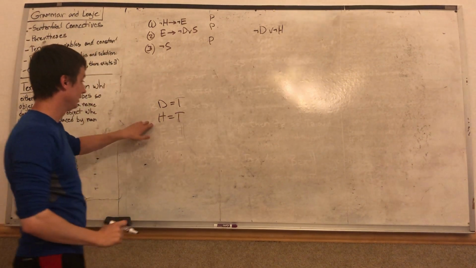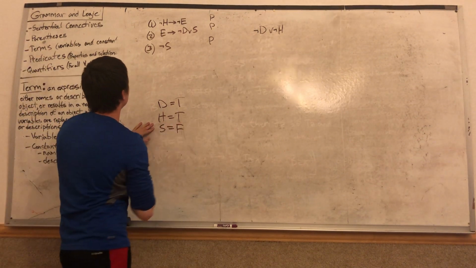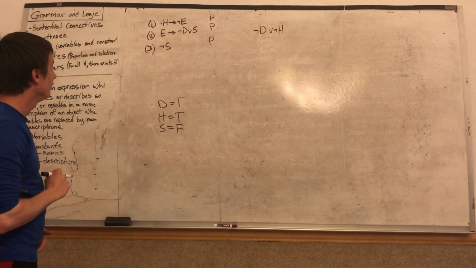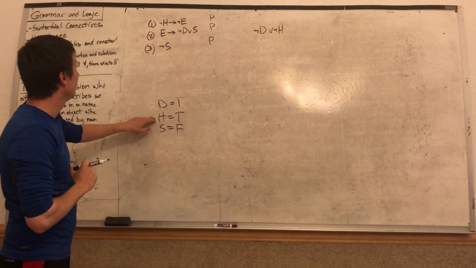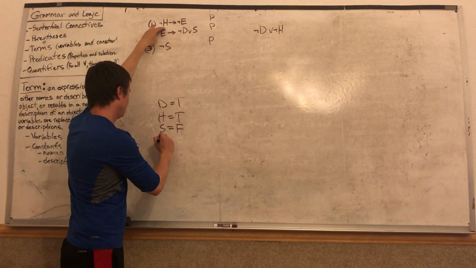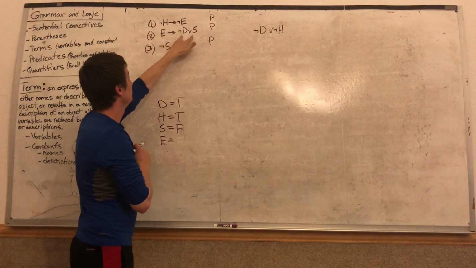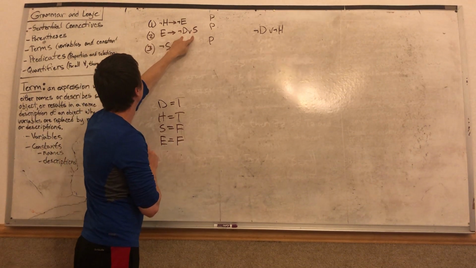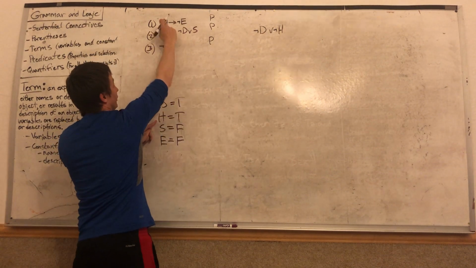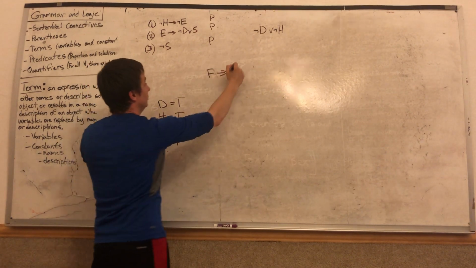We have to have D true and H true, and we have to have S false. What's the last one we're missing? E. And E has to be false, because this is false. So let's rewrite this. If H is true, then not H is false. So our first premise is false implies true.